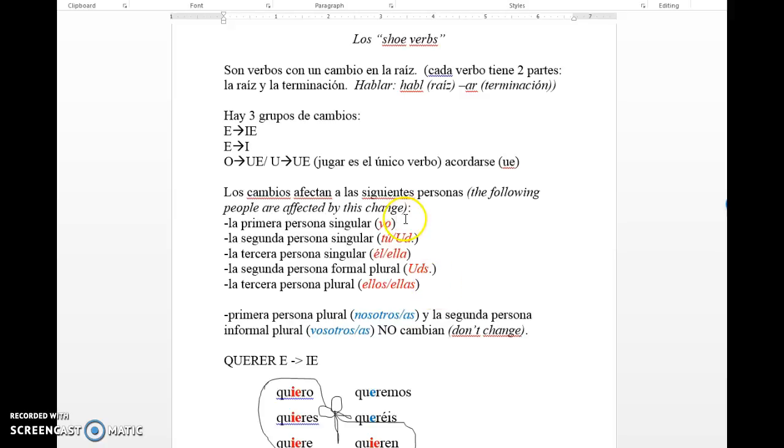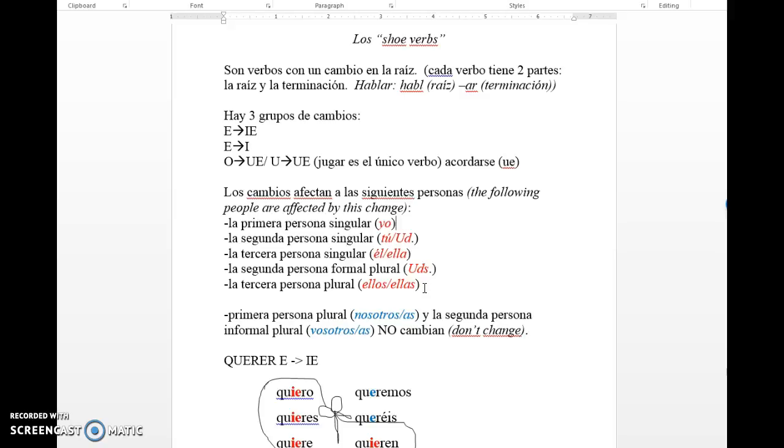Okay, so the first person singular, the second person singular, both formal and informal, the third person singular, the second person formal and plural, and the third person plural.